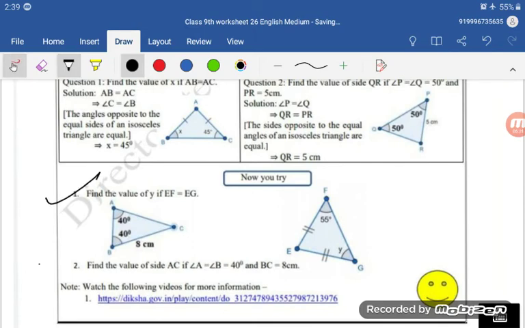Now there are two questions. You can try them. They are similar to the above questions.